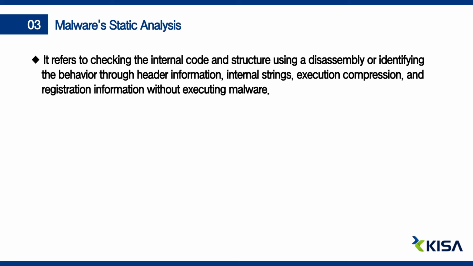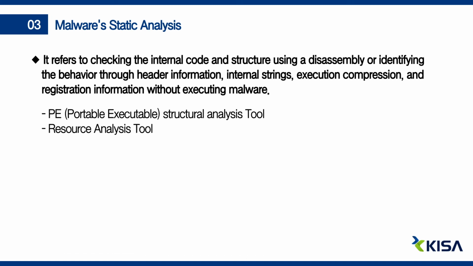Static analysis refers to checking the internal code and structure using a disassembler, or identifying the behavior through header information, internal strings, execution compression, and registration information without executing malware. Before dynamic analysis, static analysis technology is required to collect malware information first. There are 5 general static analysis tools of malware: PE structural analysis tool, resource analysis tool, hex code analysis tool, string extraction tool, and disassembler.